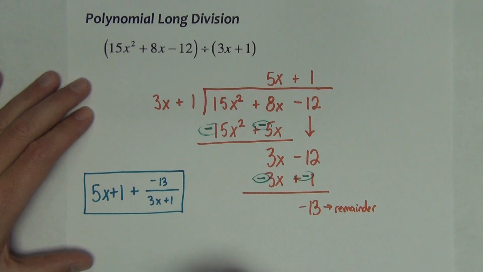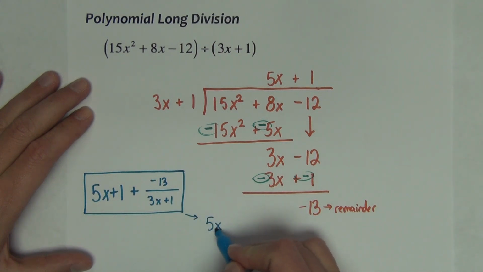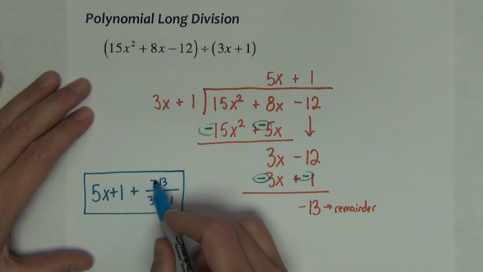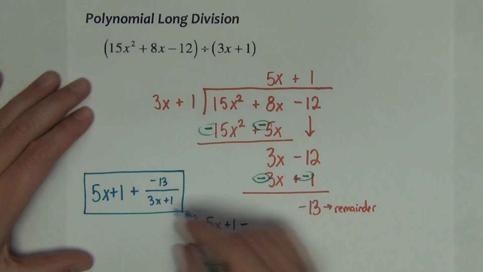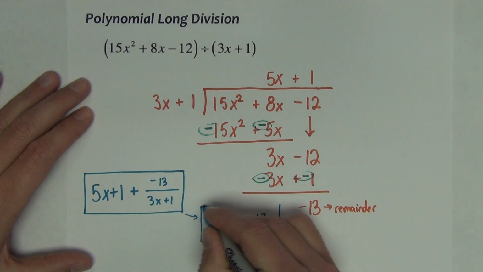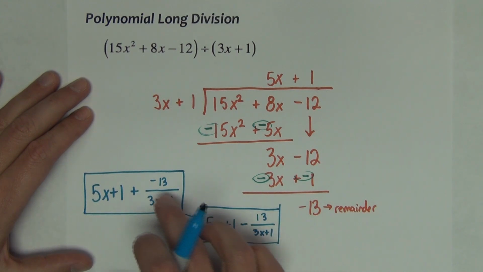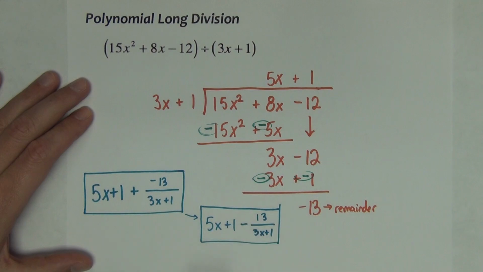Okay? You might also see it written like this. 5x plus 1. Because the remainder is negative, you might see that negative pulled out instead of adding the remainder. I'm just going to pull that minus out, so minus the fraction 13 over 3x plus 1. Okay. Either of these would be just fine. This one on bottom, quite honestly, you're probably going to see more often if the remainder is negative, pulled out just like that.